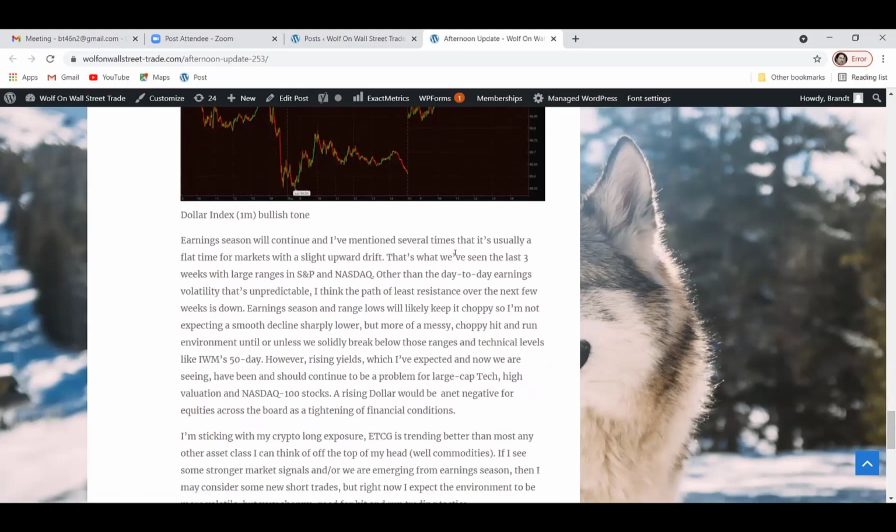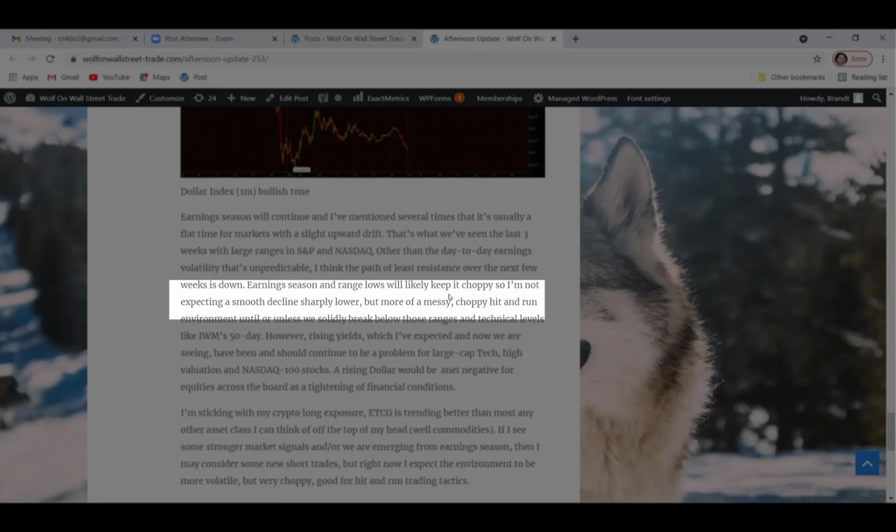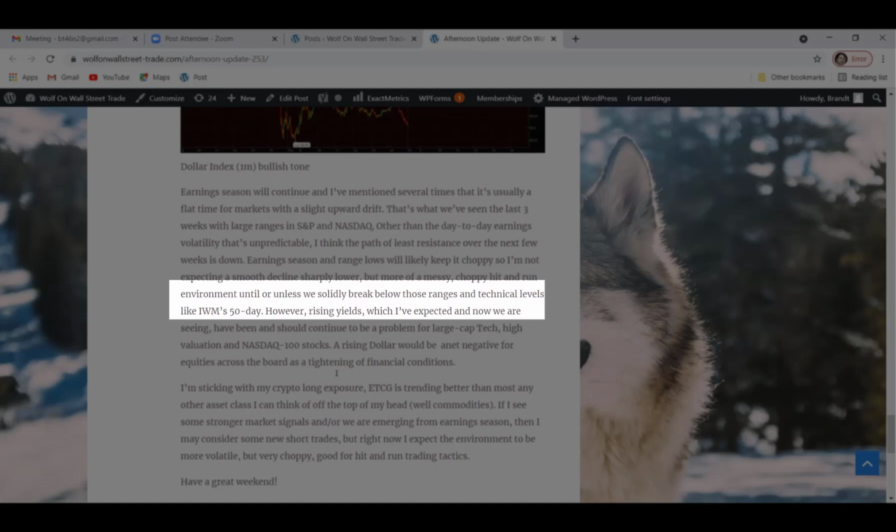So earnings season will continue. As I've mentioned several times, it's usually a flat time for markets with a slight upward drift. That's what we've seen the last 3 weeks with large ranges in S&P and Nasdaq. Other than day-to-day earnings volatility that's unpredictable, I think the path of least resistance over the next few weeks is down. Earnings season and range lows will likely keep it choppy. So I'm not expecting a smooth decline sharply lower, but more of a messy, choppy hit and run environment until or unless we solidly break below those ranges and technical levels.